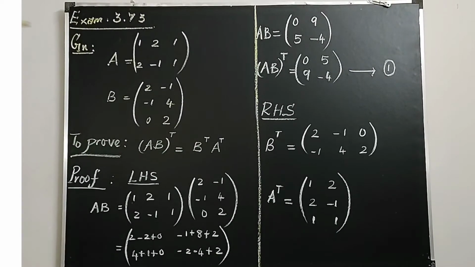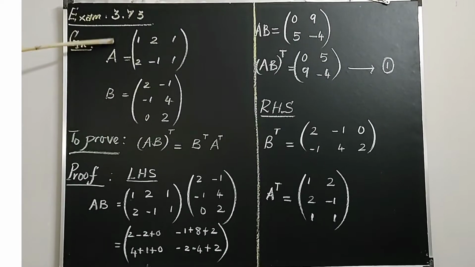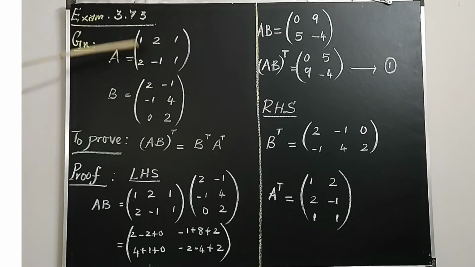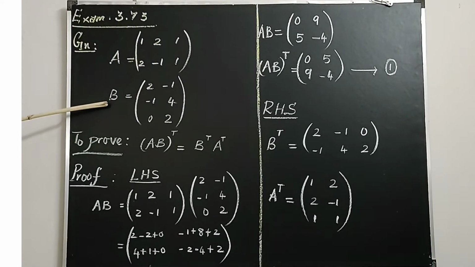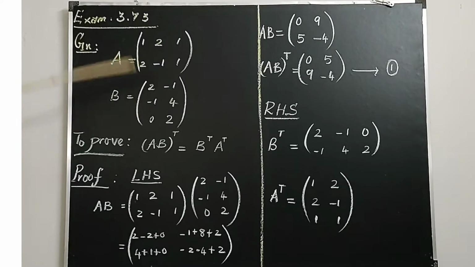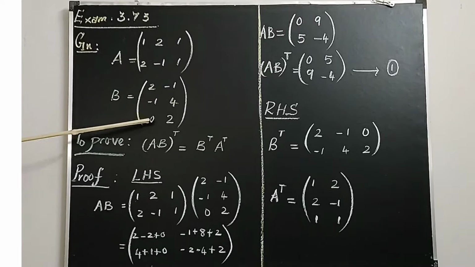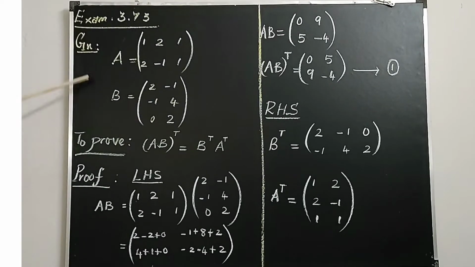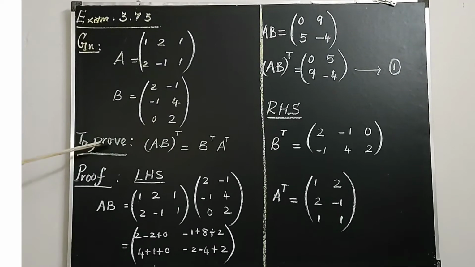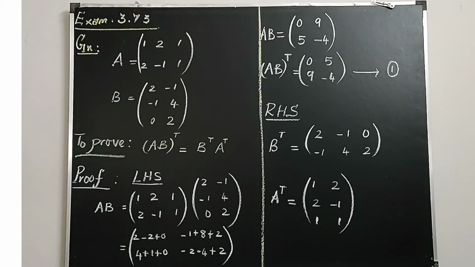What is given? Matrix A and matrix B are given. What's the order of matrix A here? 2 by 3 order. It has 2 rows and 3 columns. And what's the order of matrix B? 3 by 2. 3 rows and 2 columns. So AB is possible because A has 3 columns and B has 3 rows. Then you are asked to prove (AB) transpose is equal to B transpose into A transpose.